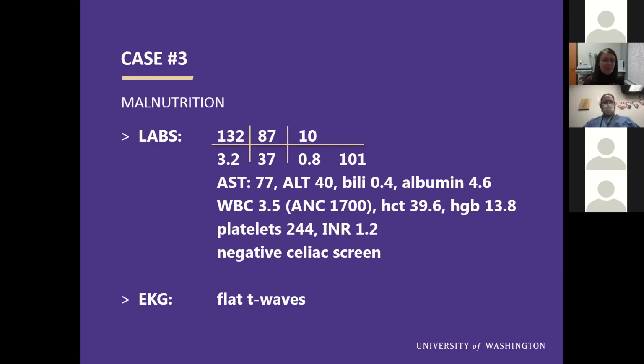Interestingly, her labs were not terrible, and this is probably due to the chronicity of her illness. Despite underlying cirrhosis and long-term chronic malnutrition, her albumin is 4.6. And I highlight that to remind all of us that an albumin is not a good predictor of nutritional status.